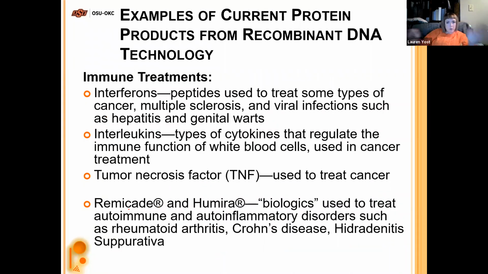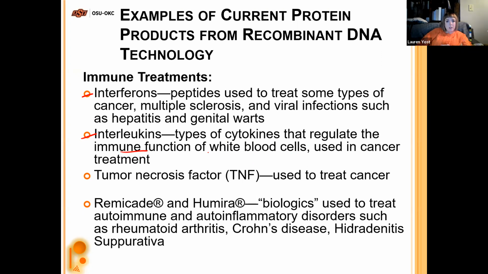Okay, we can also use this for things like interferons. Interferons are peptides, which are like short proteins, that are used to treat things like cancer, multiple sclerosis, viral infections, hepatitis, and genital warts. We have interleukins, a similar type of thing. Little peptides, they are called cytokines. We will talk about this, don't worry, in Unit 3. You'll know what an interleukin and an interferon is, sadly. I know you guys probably don't want to learn it, which is why I'm saying it that way. But these are things that regulate immune function.